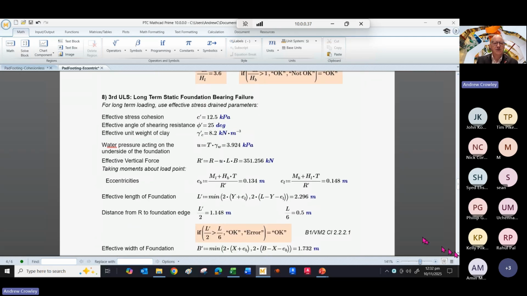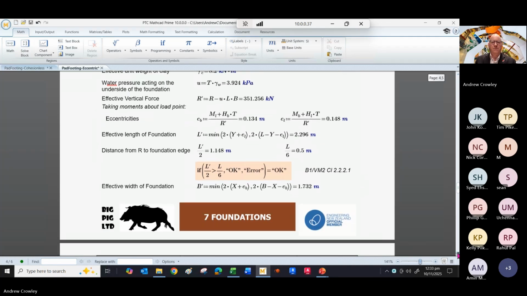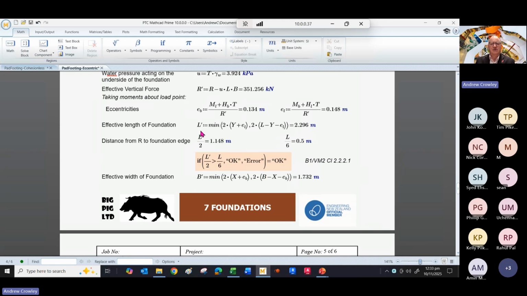Our third check is on the long-term static foundation bearing failure. Again, we work out what effective vertical force is. And this time we take into account the pore water pressure underneath. And we work out what our eccentricities are again, because our effective vertical force is different, which gives us an effective length of 2.29 and effective width of 1.73. So these are slightly different from the short-term values because we're now taking into account pore water pressure.